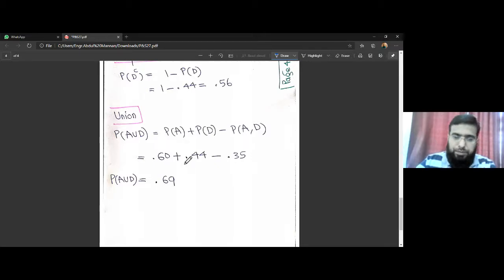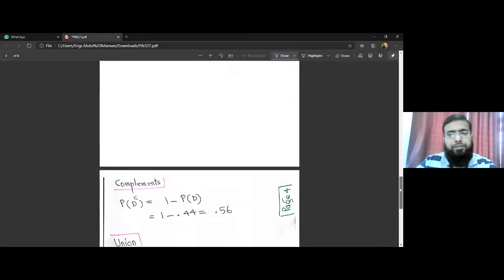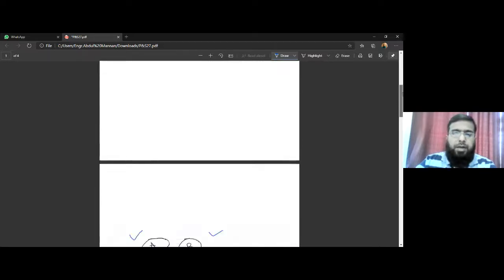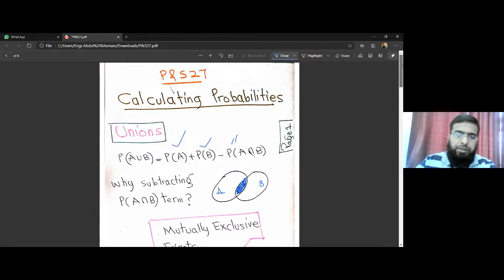Putting all these values that we have calculated previously gives us this probability, 0.69. So in this lecture, we have studied how to calculate probabilities of union and complements. In the next lecture, we will study more about probabilities of mutually exclusive and independent events.